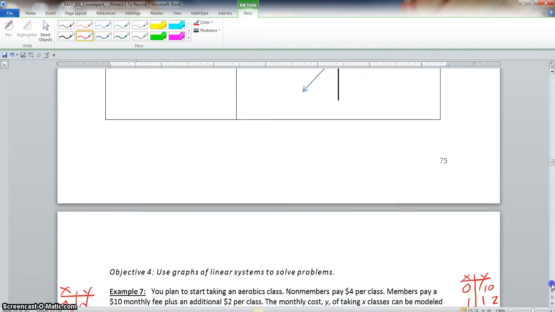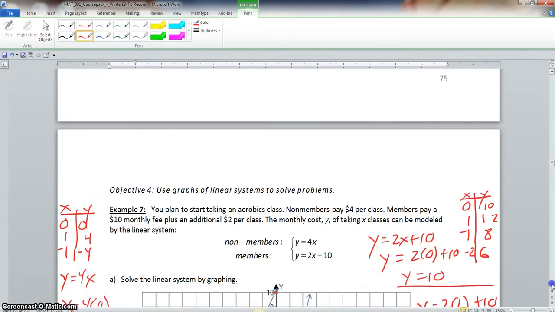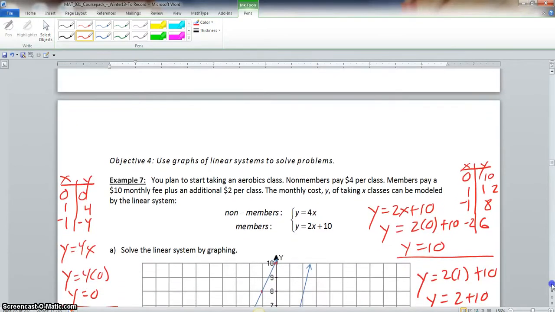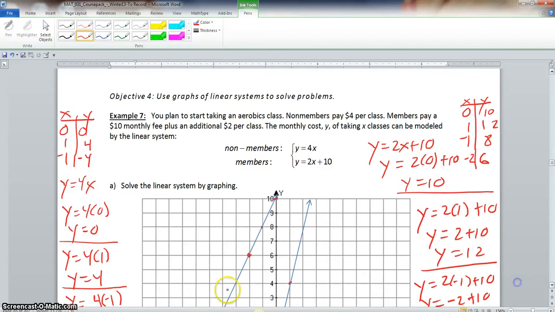Now, we go down here to the next page. It says here, you plan to start taking an aerobics class. Non-members pay $4 per class. Members pay a $10 monthly fee, plus an additional $2 per class. The monthly cost Y of taking X classes can be modeled by the linear system. Non-members is Y equals 4X. Members is Y equals 2X plus 10.